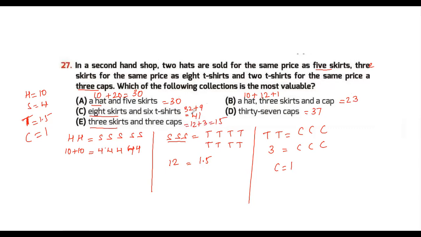So now if you see what is the most valuable, which is the biggest number, it is 41. So my answer for 27 is option 3, 8 skirts and 6 t-shirts.